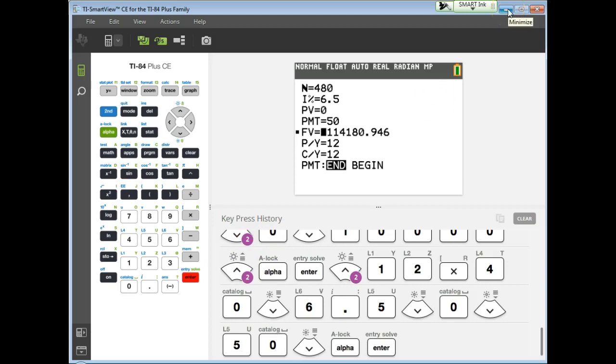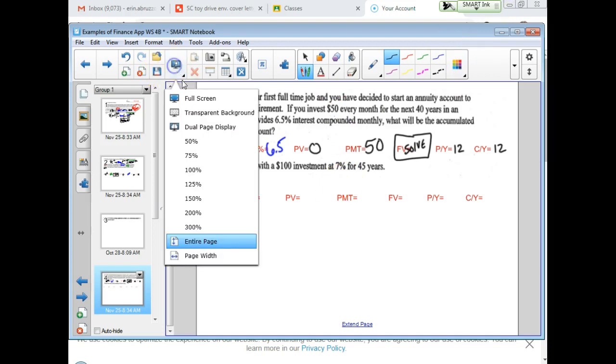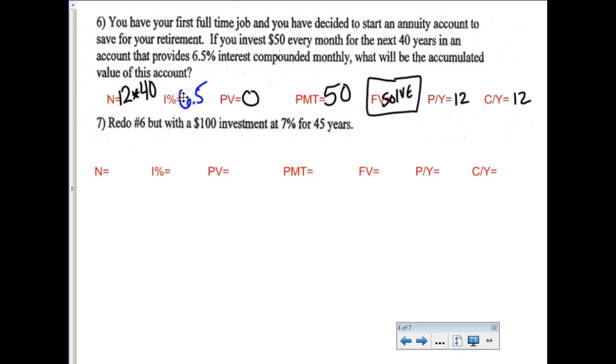Let's try something else. The next problem says, we're going to redo that question, but somehow we found an even better bank account. We found one that gives us 7%, and I'm willing to invest $100 a month. Let's see if that makes it better. And, oh, even better, I'm willing to work 45 years. This is adorable. 45 years.